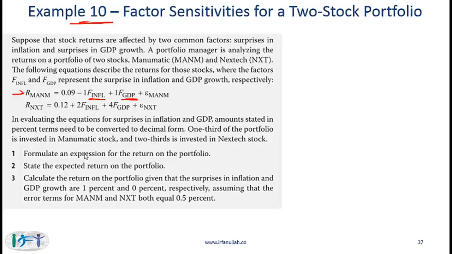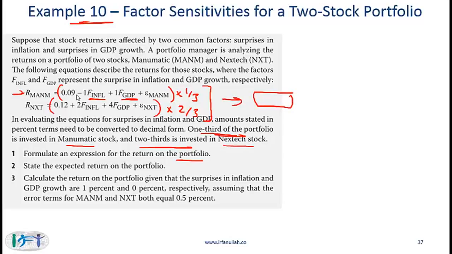All right. You are told that in a given portfolio, we have 1/3 in Manumatic and 2/3 in Nextech. Formulate an expression for the return of the portfolio. All we are doing here is taking this expression and multiplying it by 1/3, then taking the expression for the return on Nextech and multiplying it by 2/3, and then adding the two. So it is just some tedious algebra. When you do this, what will you get? You will get some constant number, which will be 0.09 times 1/3 plus 0.12 times 2/3.